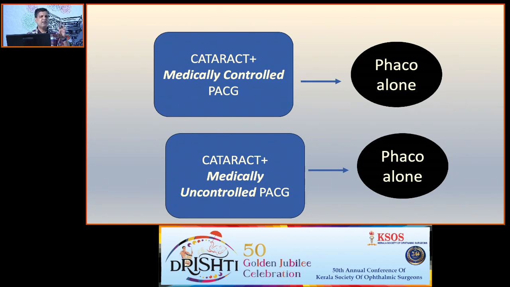And also, if you just looked at the previous study I mentioned of medically uncontrolled glaucoma, the mean pre-op pressures were about 25, 27. But we might end up having patients with 30 or 40 pressures and very advanced cupping. In such cases, you have to individualize and decide for a phacotrab.